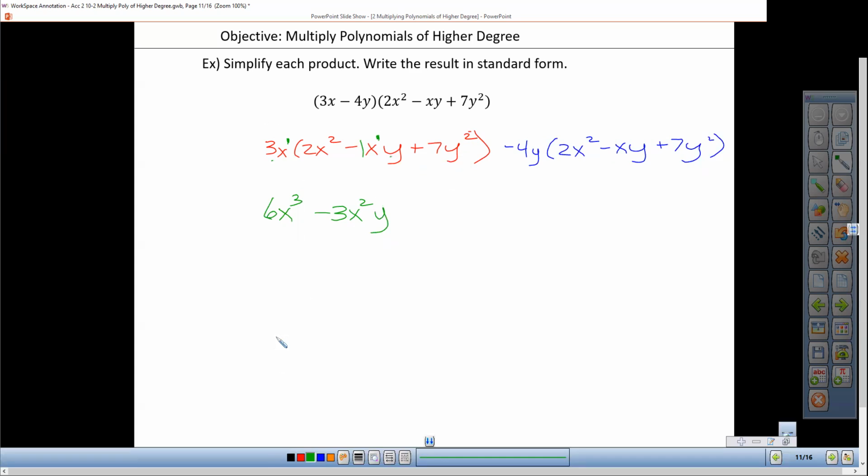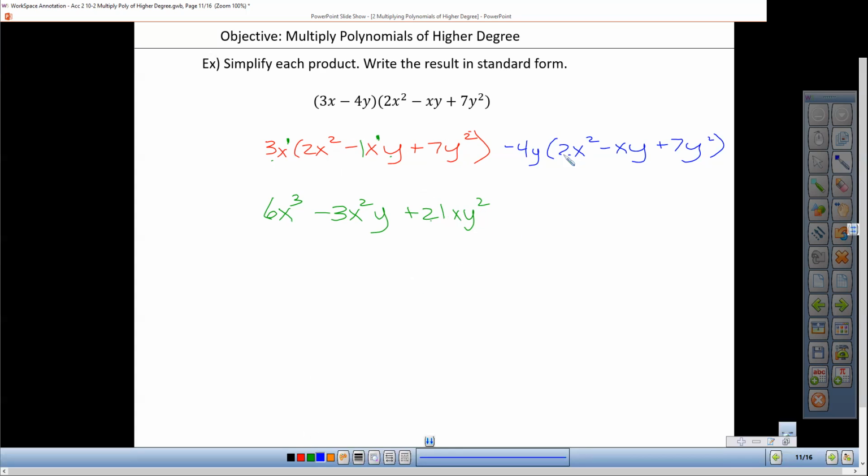So you might want to go a little slower with these problems just to make sure that you're getting everything combined correctly, you're not losing things like this y, all that kind of stuff, which are common mistakes. Then I have the 3x times the 7y squared. So I can multiply the 3 and the 7 to give me a plus 21, but I cannot add the exponents because I have an x and a y. The order would be alphabetical, so my x should go before my y squared factor. So I get 21x y squared for that one.